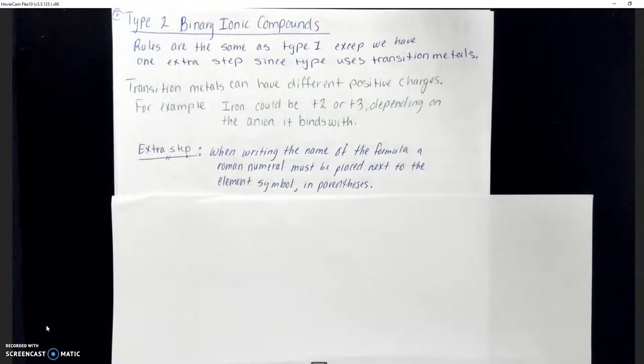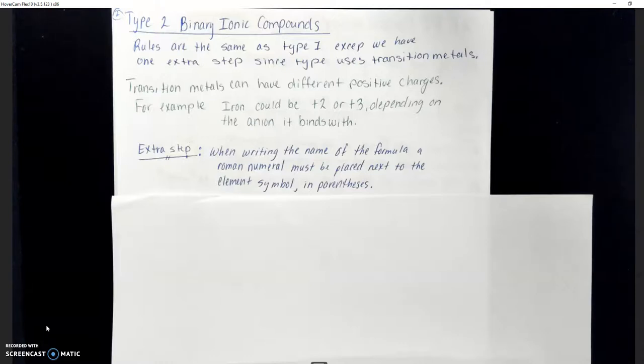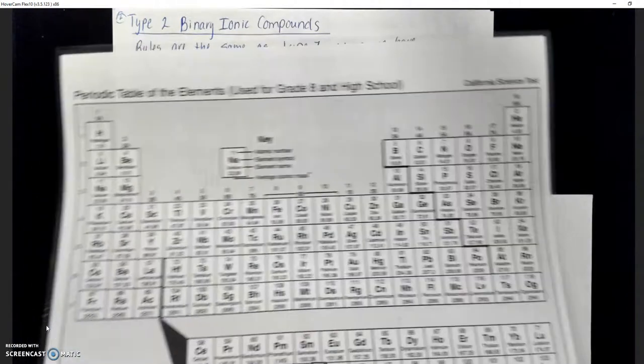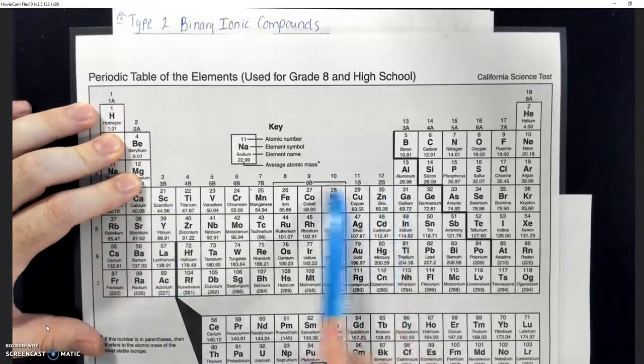Type 2 binary compounds, or ionic compounds, have the same rules as the type 1s, but there's an extra step because the type 2 binary compounds use the transition metals, and transition metals can have a different charge depending on which transition metal it is. For example, iron can either be +2 or +3 depending on what it's bound with. And if you have forgotten where the transition metals are on the periodic table, it's this whole center group right here.